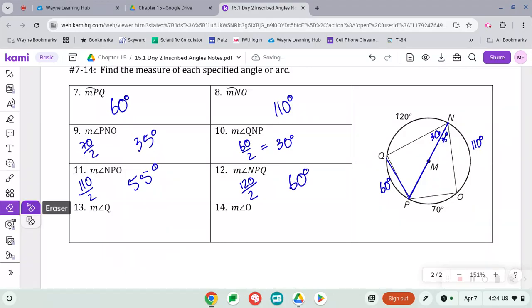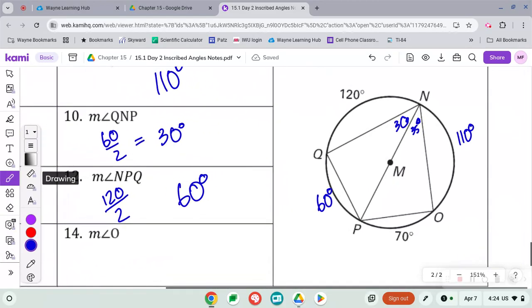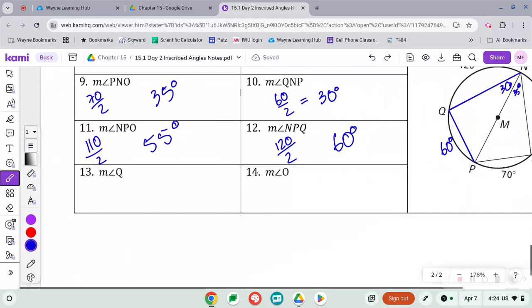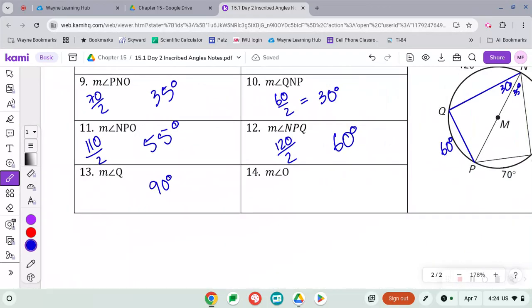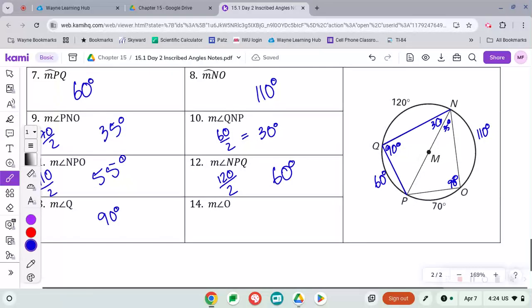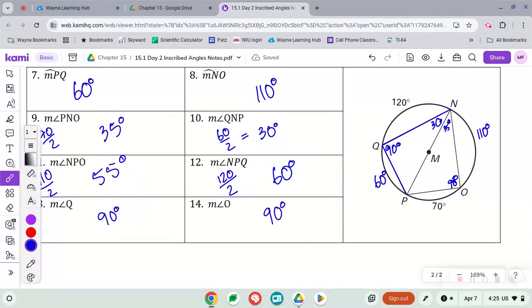Okay. Now for the last part here, it asks me angle Q and angle O. And if we look here, angle Q, so that highlights from N to Q to P. That means this whole side, which we know that whole side is 180. So I can do 180 divided by 2, which will give me 90. And as you can see, not only is this 90, I know the other one also would be 90 because it is the other side of the circle. Okay? So that is how we do that.